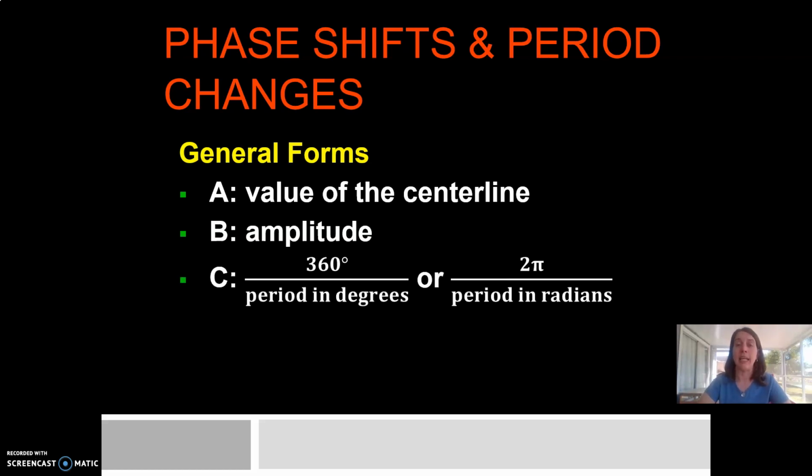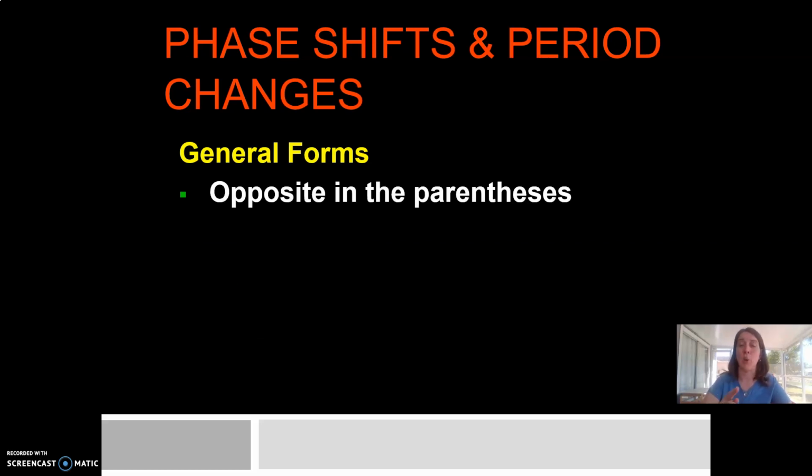The letter C is your period change. So you're going to use one of those two formulas that we looked at earlier to determine the coefficient that's in front of your parenthesis. The D is where you're going to put your phase angle that shifts the graph either to the right or to the left. Now, don't forget, I already mentioned this, for that D for the phase angle, because it's going in the parenthesis, you're going to put the opposite inside of our parenthesis.